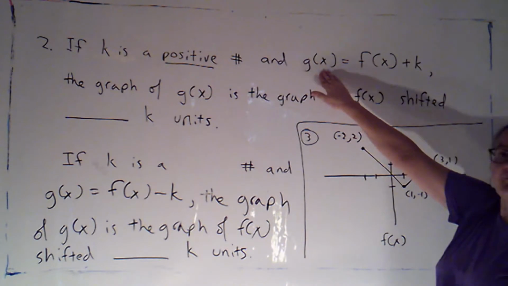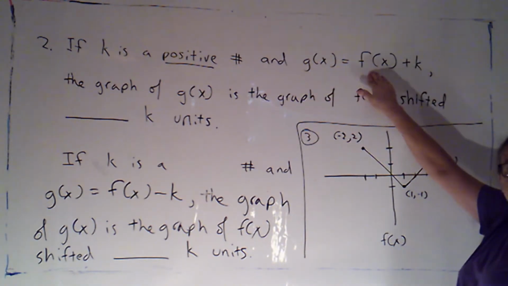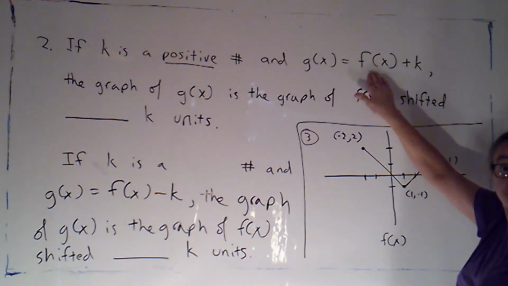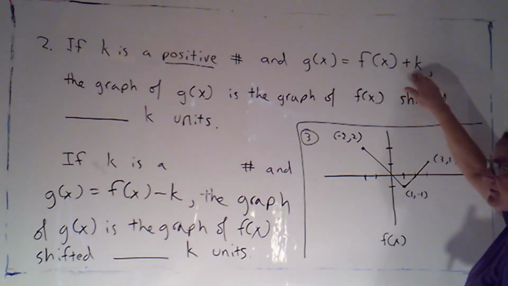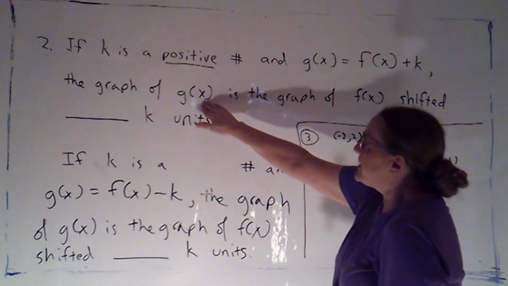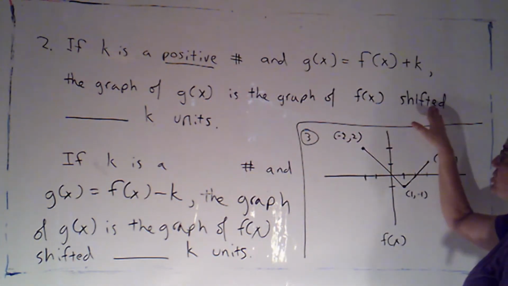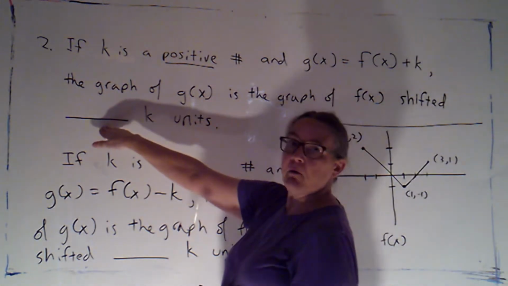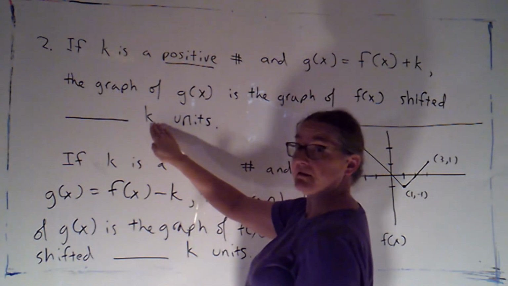Then I'm saying I'm going to have some function g of x, which is f of x plus k. So I'm going to be thinking of f of x as my parent function. In the examples we just did, that was the squaring function. And then I'm going to add some positive number to that. The resulting graph, the graph of g of x, is going to look like the graph of f of x shifted. I want you to fill in what direction we are shifting it by k units.